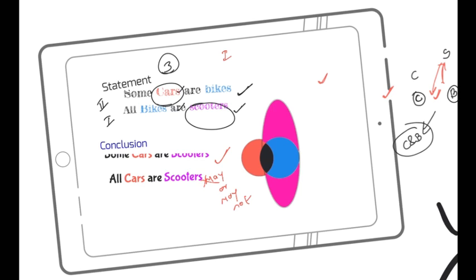They will give you the options: if only one follows, mark A as an option. If only two follows, mark B as an option. If both one and two follow, mark C as an option. If either one or two follows, mark D as an option. If none of one and two follows, mark E as an option. They'll always give you such options when you come with two statements and two conclusions. So mark any of these as your answer and get the answer.